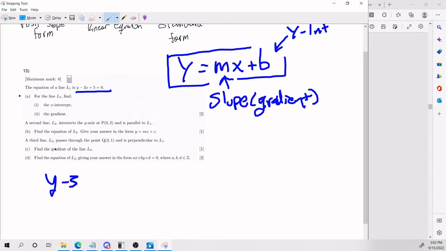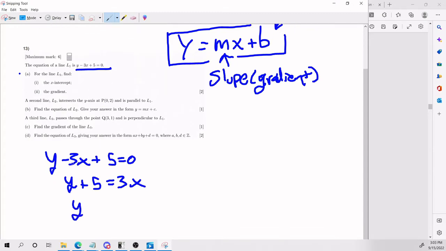So y minus 3x plus 5 equals 0. We want to get y alone, so I'm going to add 3x to both sides. We end up with y plus 5 equals 3x. Now I'm going to subtract 5: y equals 3x minus 5. So now we have it in the linear equation form. It's much easier to interpret, and we will work from here.